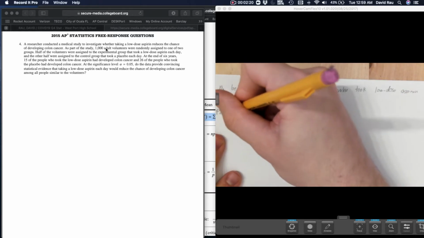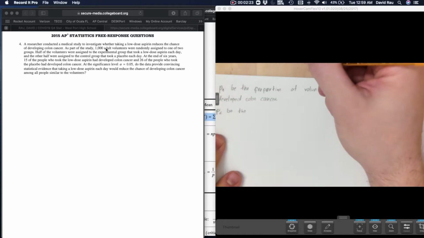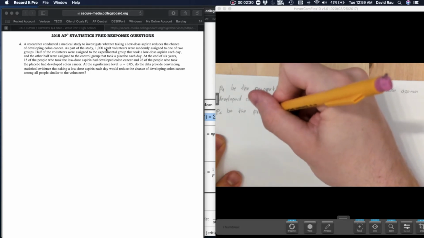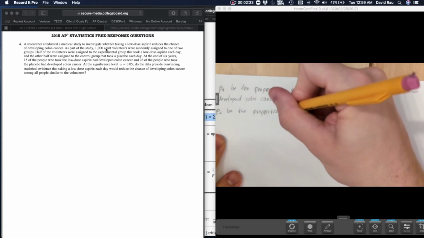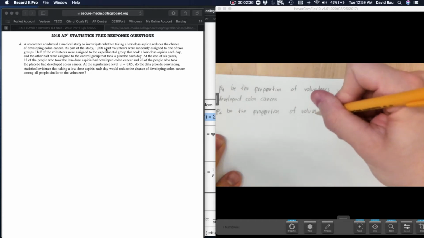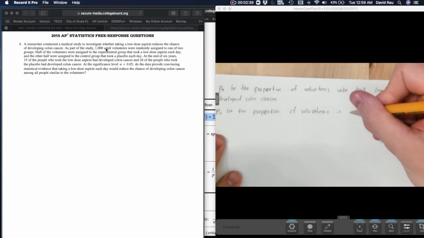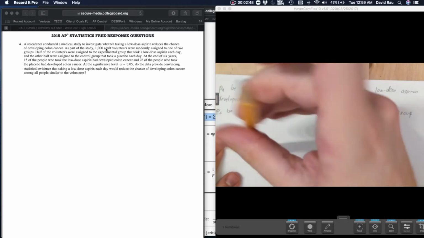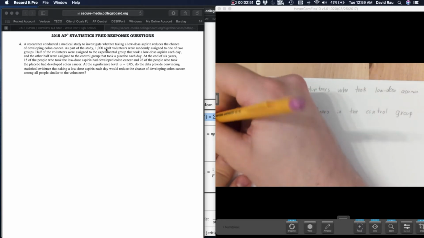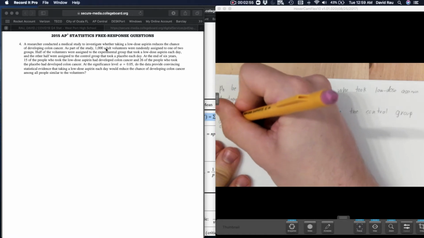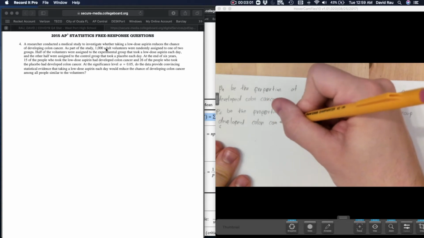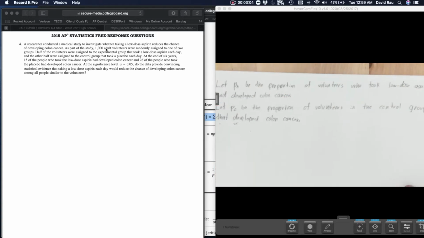Let P of C be the proportion of volunteers in the control group that developed colon cancer. Just trying to save words here. Sometimes in these problems, they'll define those variables for you, but if they don't, you need to yourself.